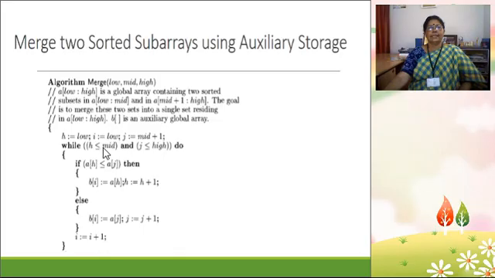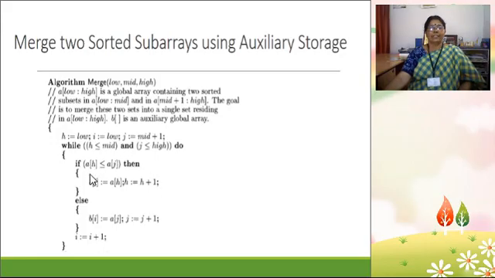So while h is less than or equal to mid and j is less than or equal to high, because the upper value of the first subarray is mid and the upper value of the second subarray is high. We compare the first elements in the first and second subarray. So if A of h is less than or equal to A of j, then B of i is equal to A of h, and h is equal to h plus 1.